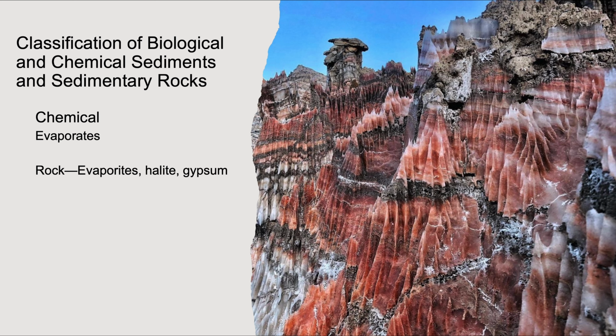Chemical sediments that result in evaporites are seen here with some interbedded halite, and this is probably some gypsum bedding here. The slightly more resistant beds may be some calcium sulfate interspersed between the sodium chloride here.